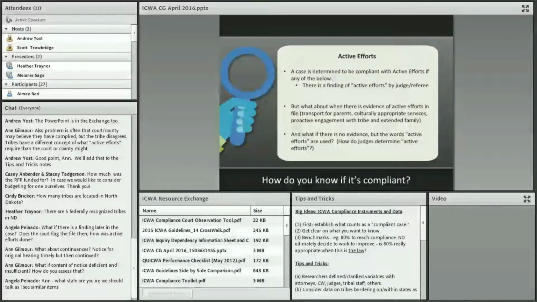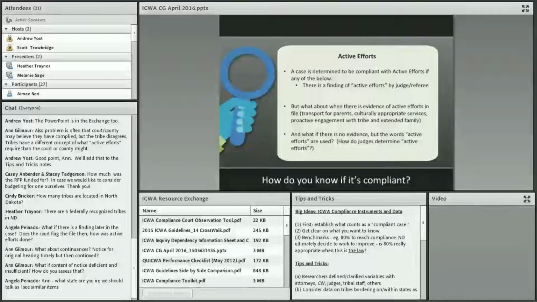So one of the situations that we see a lot is that there's a reasonable efforts finding, but there's some descriptive text somewhere in the body of the report that sounds like there were actually active efforts. And the opposite is also true. Sometimes we see a finding of active efforts and there's no evidence anywhere in the case that there were active efforts.